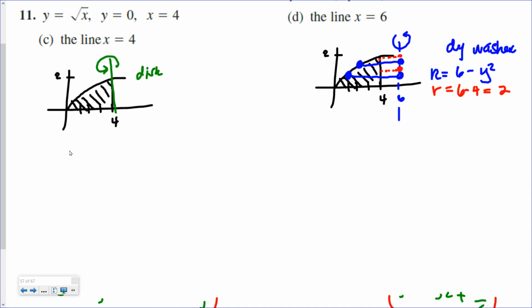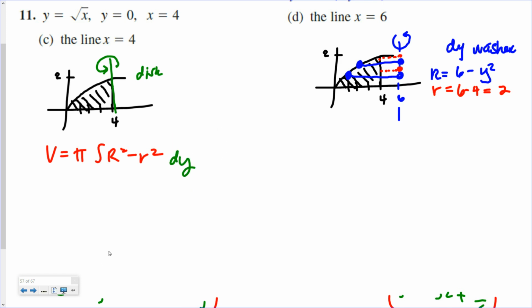Actually, let's say I don't know if it's a disk or not. I'm trying to decide. So this is kind of the generic formula. It might be a dx formula or it might be a dy formula. I'm rotating about a vertical line. So that actually tells me if it's a dx or dy. So which one is it? Dx or dy? Dy. If you're rotating about a vertical line, it is a dy problem.